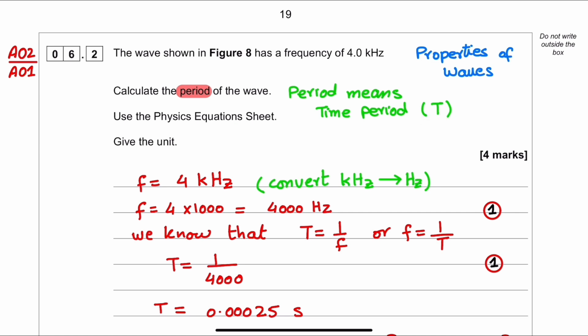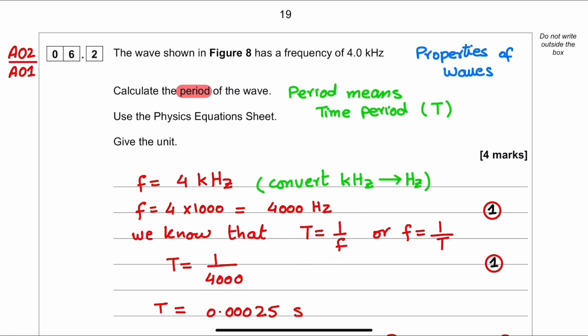We know that frequency is 4 kHz. We need to convert kilohertz into hertz, and we know that kilo means 1000, so frequency is 4000 hertz. We also know that the time period is equal to 1 over frequency. We need to find the time period, so T is equal to 1 over frequency. So it is 1 over 4000.